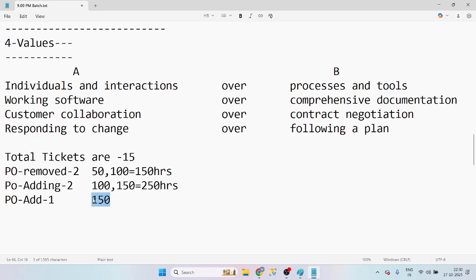Okay, Manoj, what if he adds 3 tickets, removed 2 tickets, added 3 tickets, and those 3 tickets are 25 plus 25 plus 100. Now the total is 150. Can he add like this? Yes. We are not depending on these 3 tickets, guys. We are depending on 150 hours. Now you understood or not?